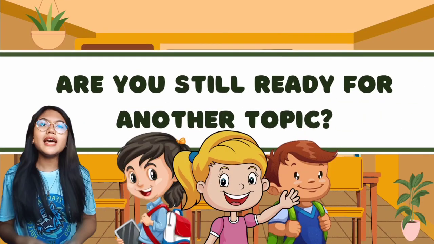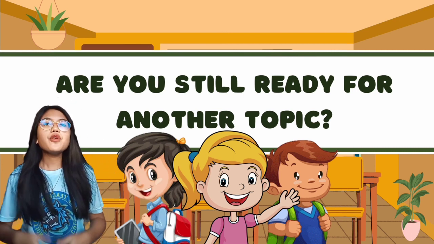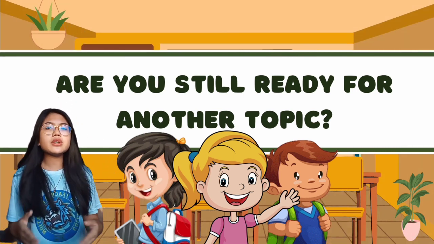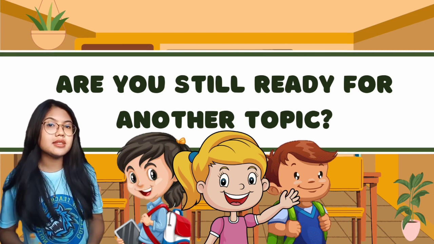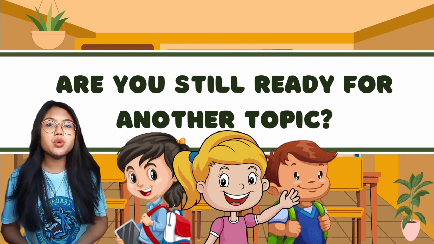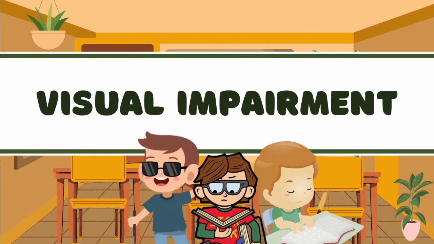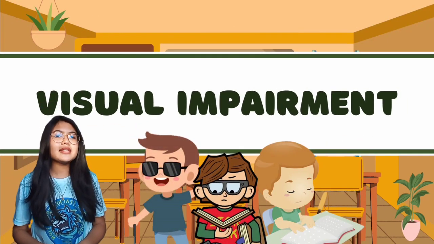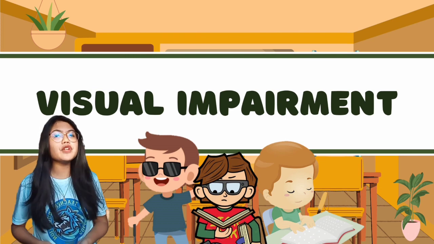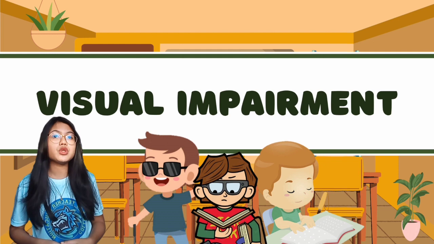But first, let me ask you some questions. What do you call those individuals who find difficulty in reading or seeing things from a certain distance? Yes, you're right. They are individuals who are visually impaired. So for today, our topic is all about visual impairment. Together, let us explore, see, and visualize what those visually impaired individuals experience and have to go through.